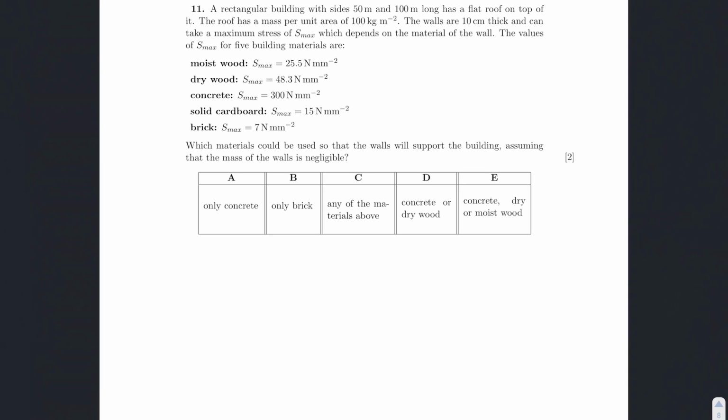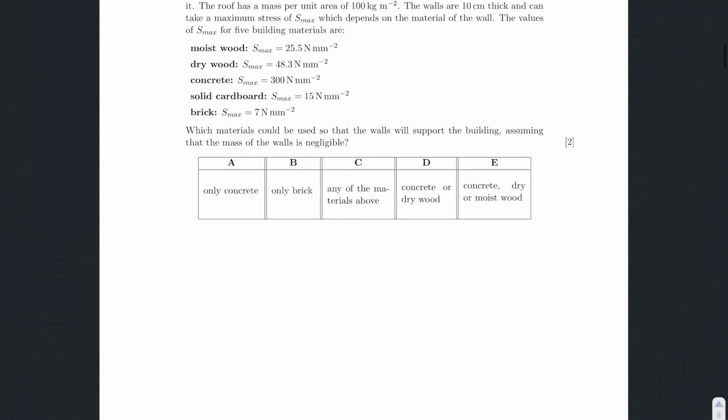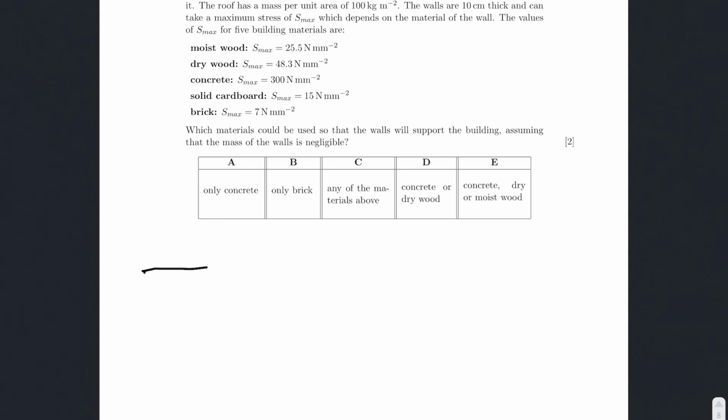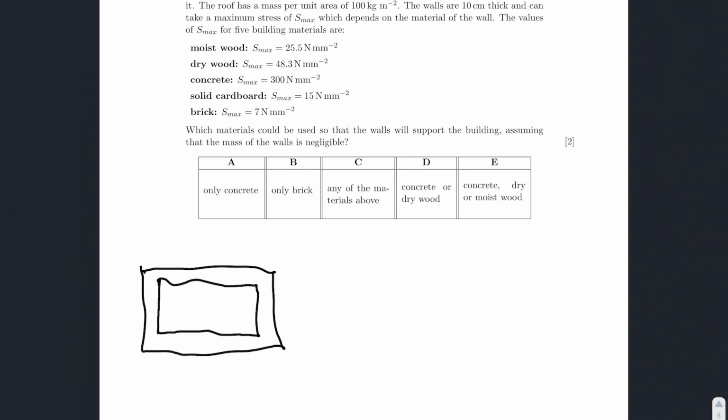Which materials could be used so that the walls will support the building, assuming that the mass of the walls is negligible? Okay, so first we want to find the area of the roof. So it looks something like this. Sorry for the bad sketch, I'm on a tablet. So we know this is 10, this is 100, this is 50. So the area of the roof will be 100 by 50, which equals 5,000 meters squared.